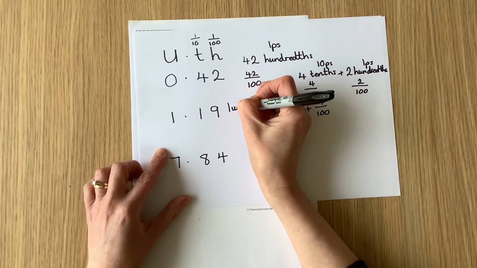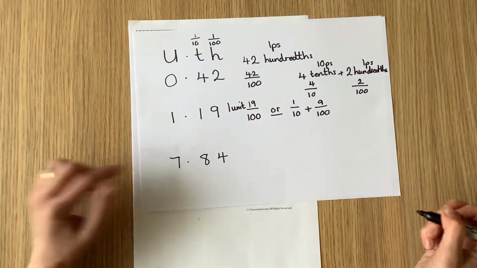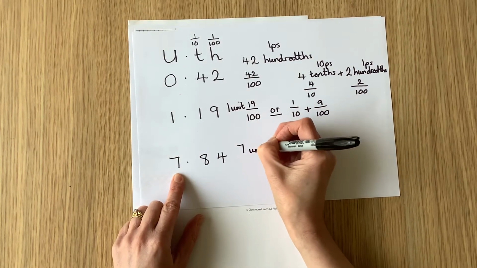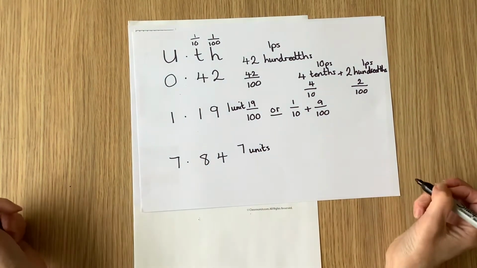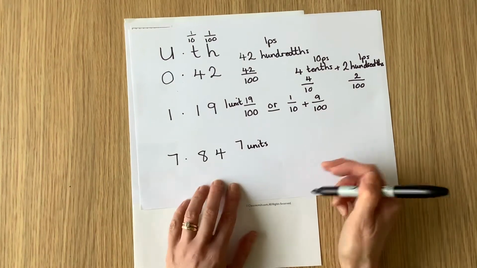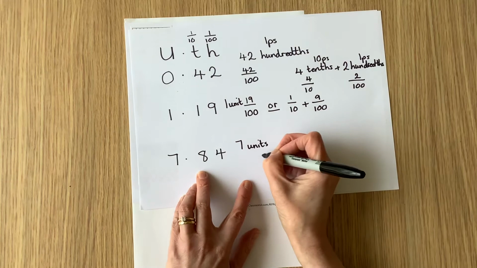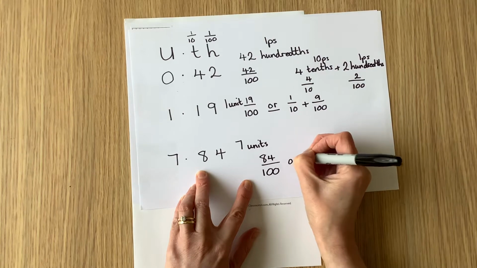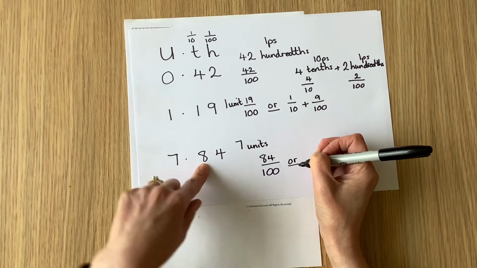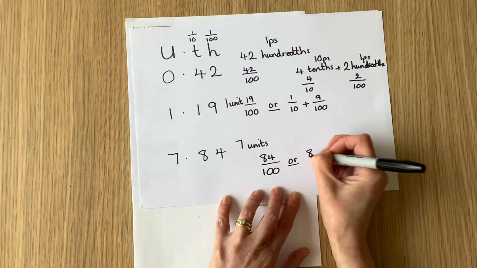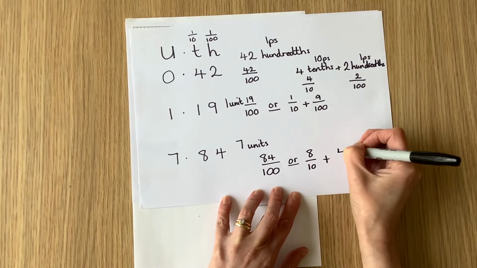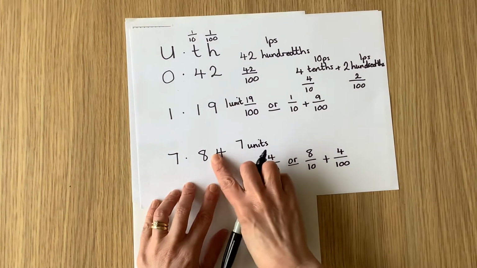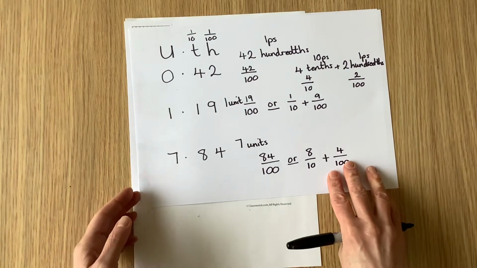So I better not forget about it. What about in this one? 7.84. Well, the 7 means I've got 7 units. 7 whole things. 0.84. Again, I could put the two of them together. So for my 0.84, I could think of it as being 84 hundredths. Or I could break it up into 2 parts. So I could say that I've got 8/10ths. And I've got another 4/100ths. So I can look at the two together, or I can look at the two separately.